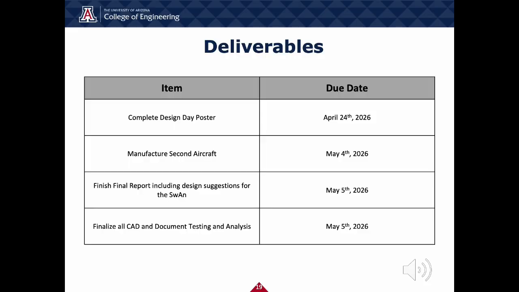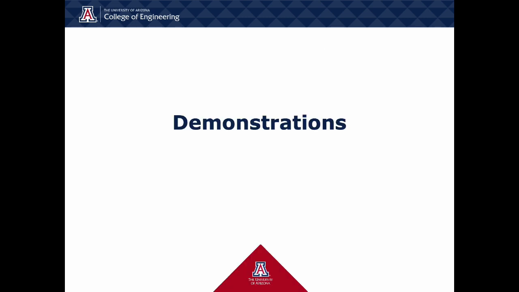Here are our upcoming deliverables. First, we will need to complete the design day poster by April 24th to ensure that it is ready by design day on May 4th. Next, we need to manufacture a second aircraft by May 4th. As well as we would need to finish our final report, which includes design suggestions for the Swan aircraft by May 5th, as well as finalizing all CAD and document testing and analysis.